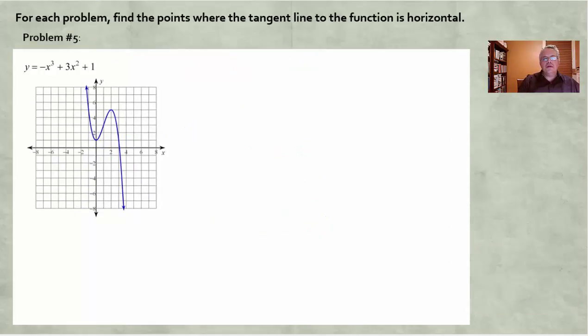All right, let's do a cubic function. A little bit crazier. But based on the graph, we expect to find 2 points where it has a horizontal tangent. Right there and right there. So it looks like x equals 0 and x equals 2 are the answers. So let's do it. Let's find the derivative. Then let's set it equal to 0 to find where the derivative would be 0 and the tangent line horizontal.